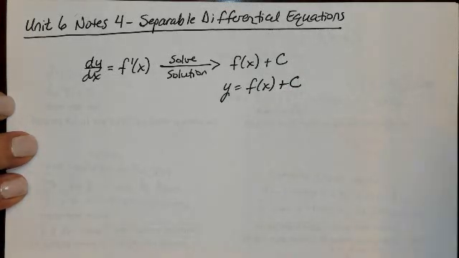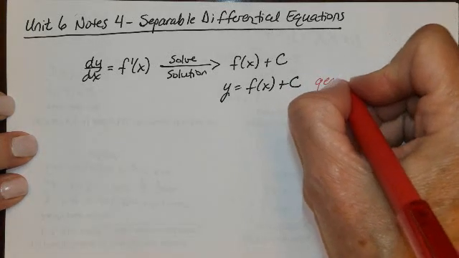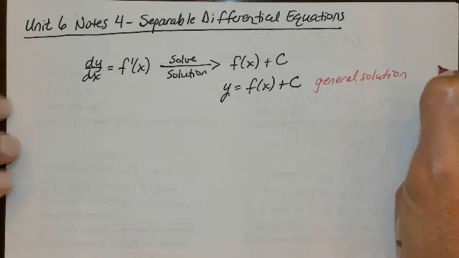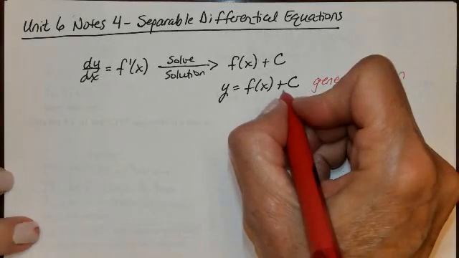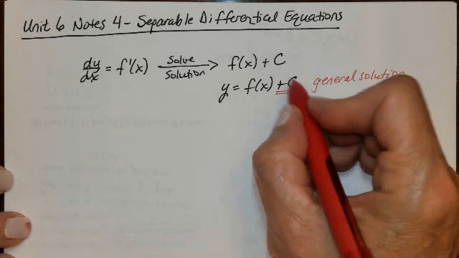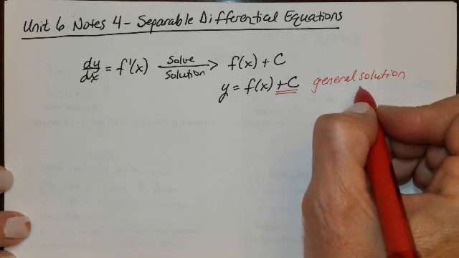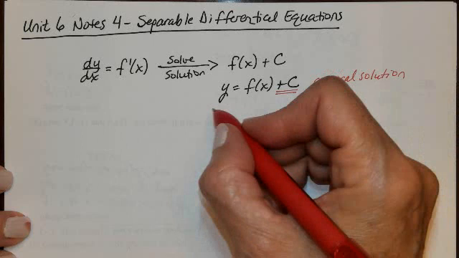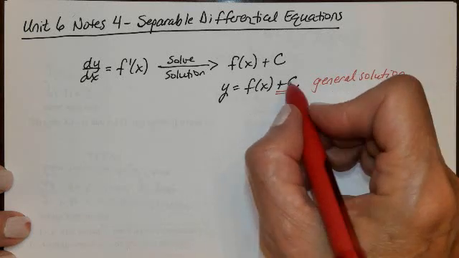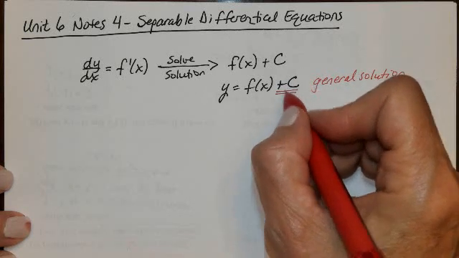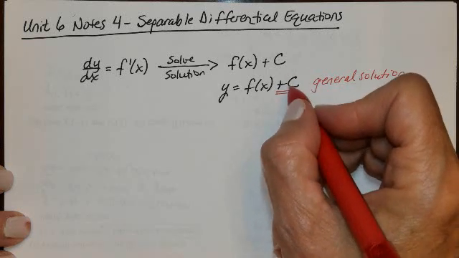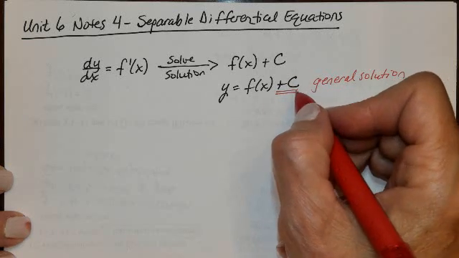This is called the general solution. This is the general solution because it has this plus c on it. This is a family of solutions. Now, sometimes in the problem, they're going to give you information that allows you to find the value of c, and we did that back when we did a couple of solving differential equation problems that first time.